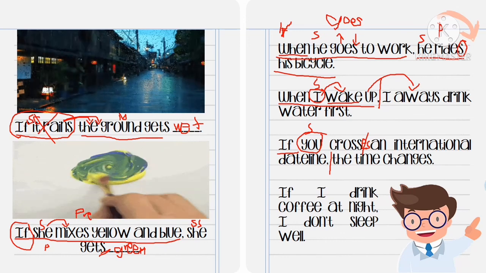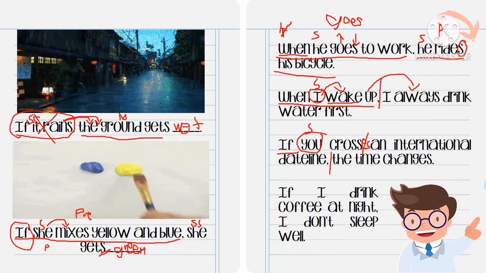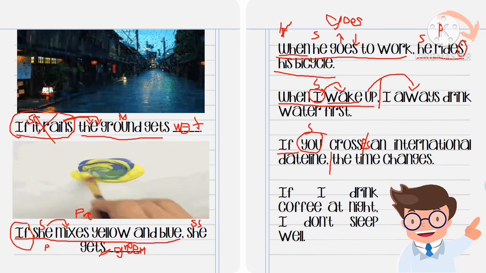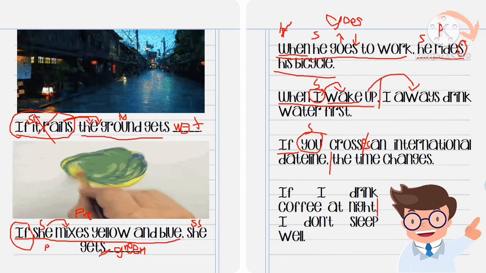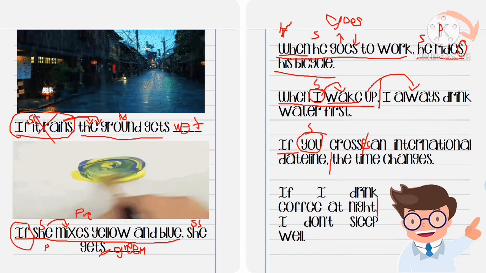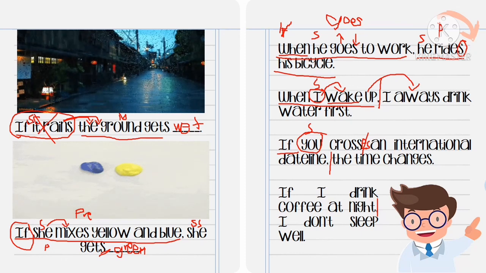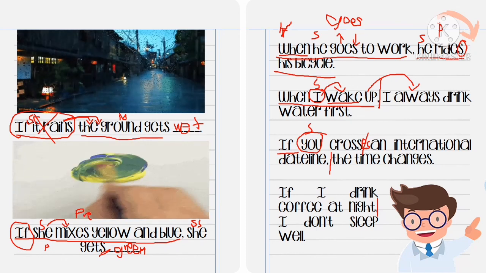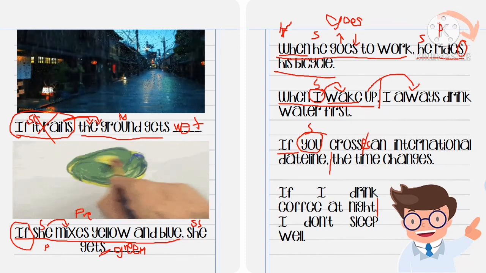Tama? Okay, another. If I drink coffee at night, I don't sleep well. So, the condition is if I drink coffee at night. And then, the result will be, I don't sleep well.